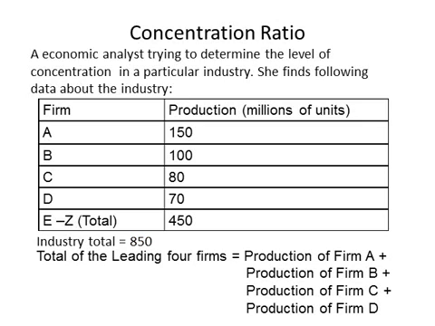The next step is to total up the production of the 4 leading firms. In this case, the 4 leading firms are Firm A, Firm B, Firm C, and Firm D. The formula that we're going to use to do this is the total of the leading 4 firms is going to be equal to the production of Firm A plus the production of Firm B plus the production of Firm C plus the production of Firm D.